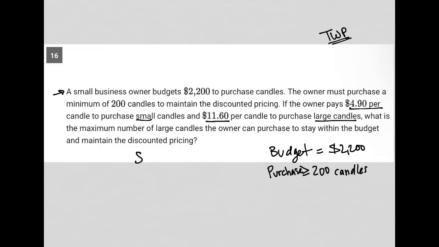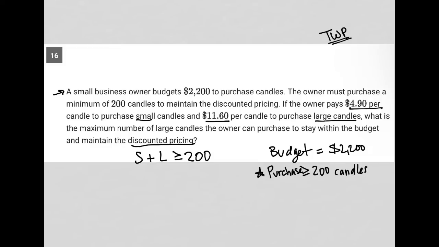We know that S plus L, small plus large candles, has to be greater than or equal to 200, right? Because that's what this means. If we want to maintain discounted pricing, we have to buy at least 200. We don't know how many small or how many large, but in total, the number of small plus the number of large has to be greater than or equal to 200.